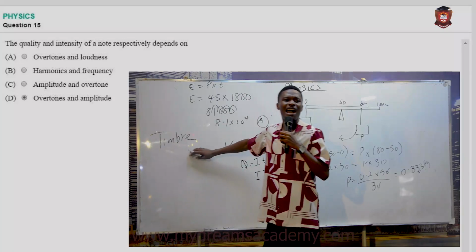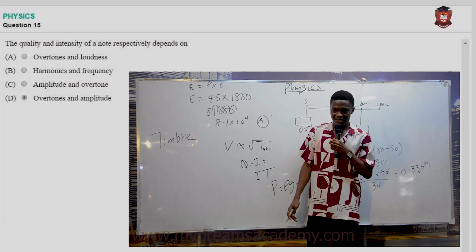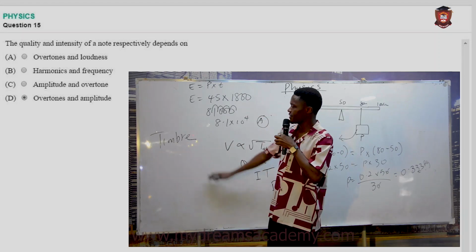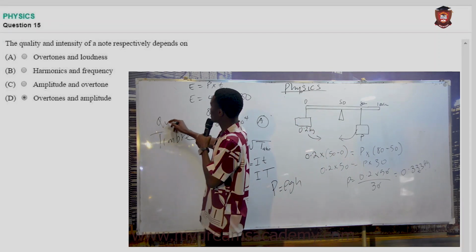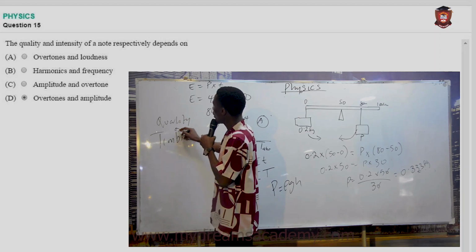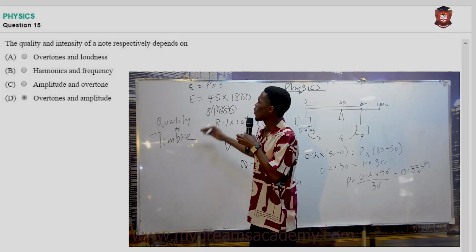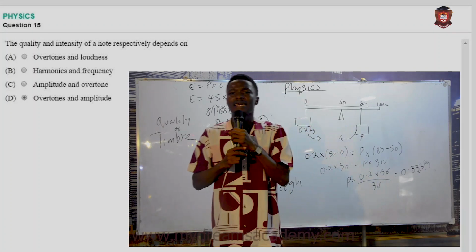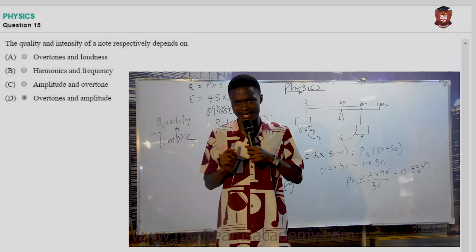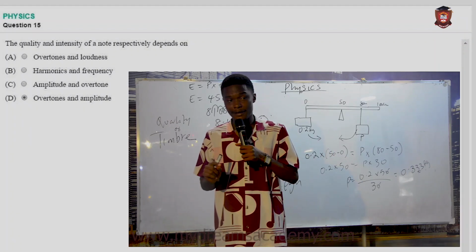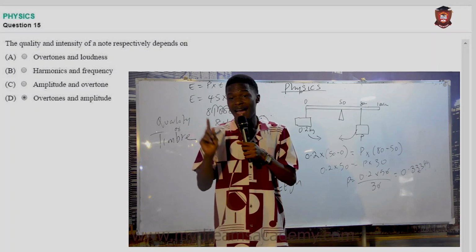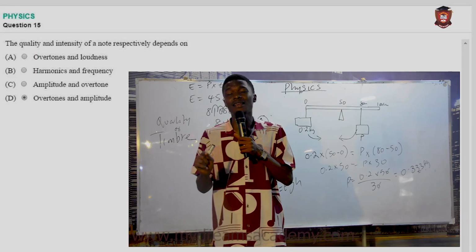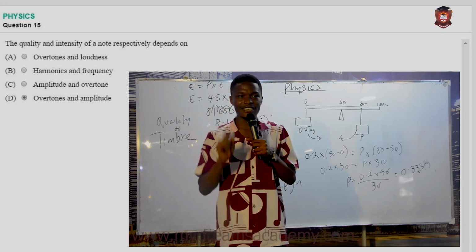Timbre. How do you pronounce this? You pronounce that timbre. It is called quality or timbre. Now, when we say quality or timbre, listen carefully. Quality or timbre is how we differentiate similar notes played by different instruments.